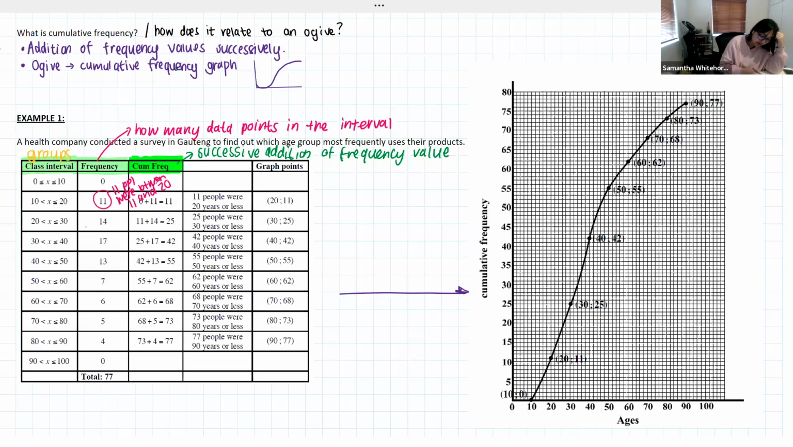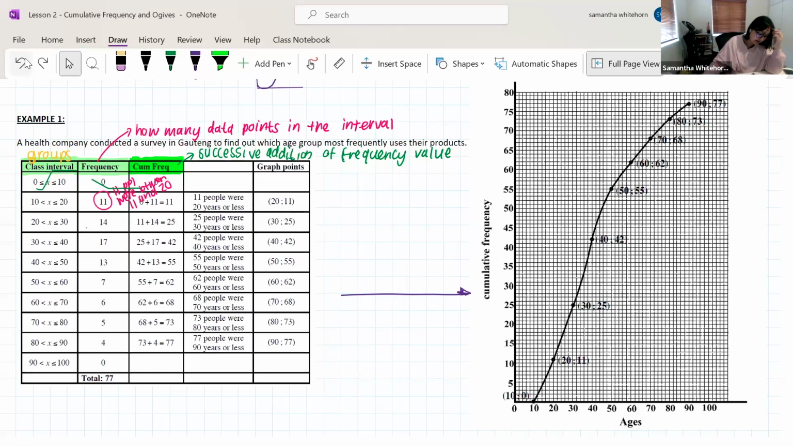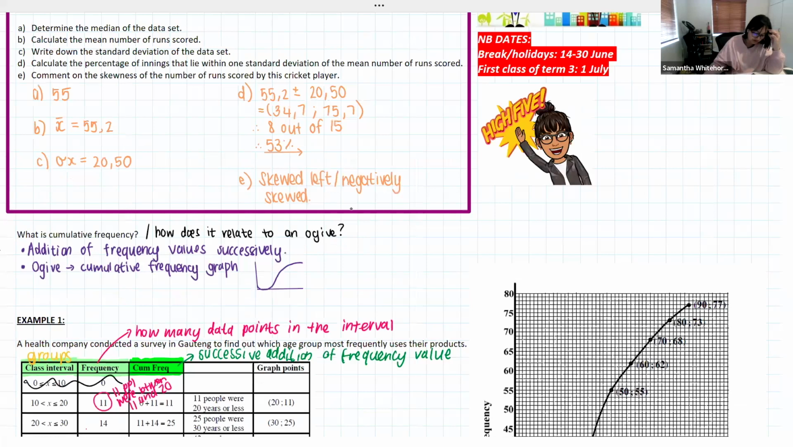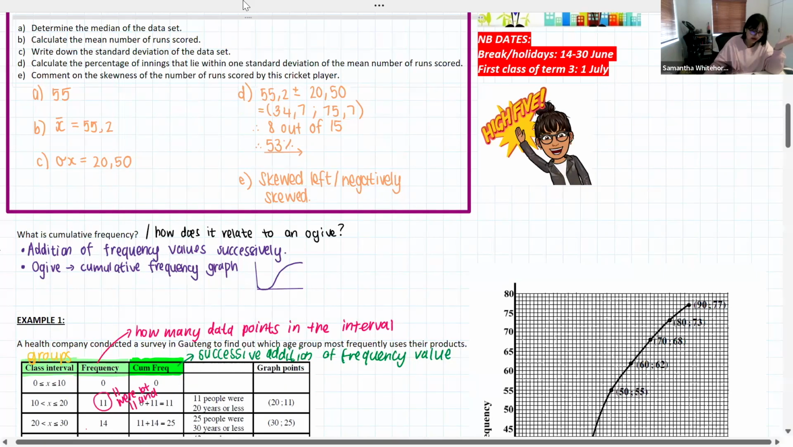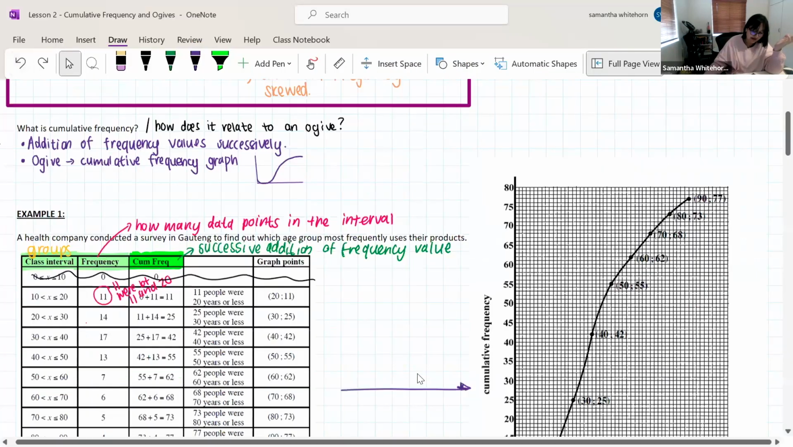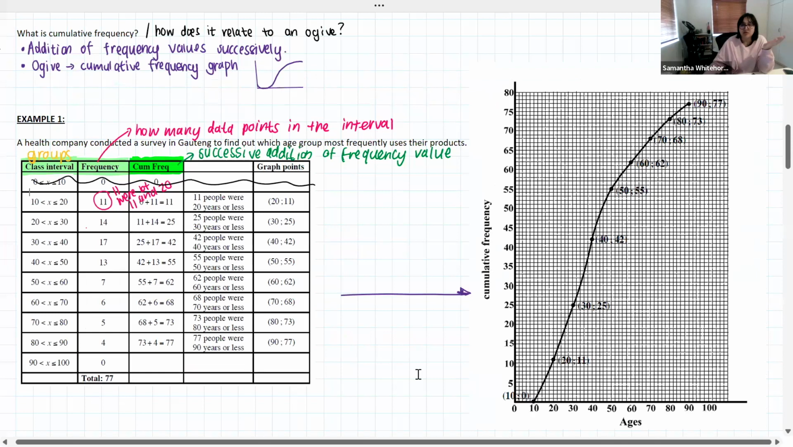We would start with the first value. So this first interval, I can sort of ignore because of the fact that there's actually nothing there. Because there's nothing in that interval, it's not useful to me. So our data actually starts between 10 and 20.